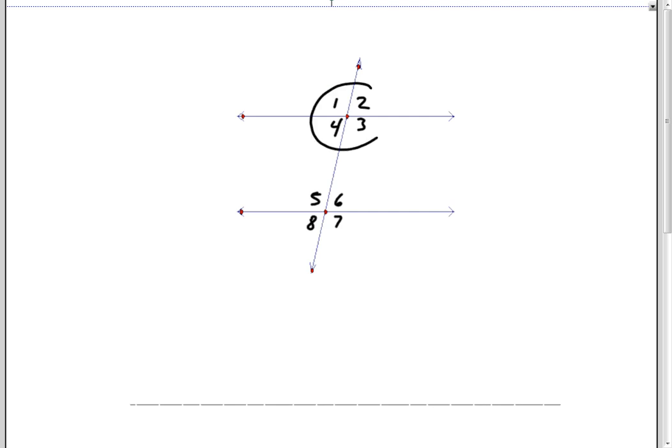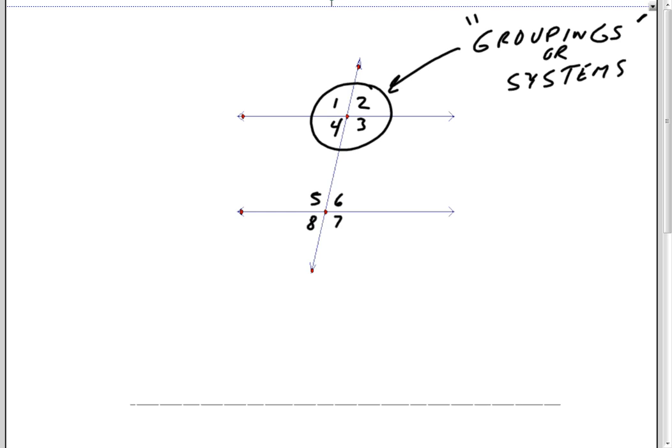I call these groupings or systems of angles. You won't see those words necessarily in a textbook. That's my terminology. So 5, 6, 7, and 8 are also a grouping or a system.